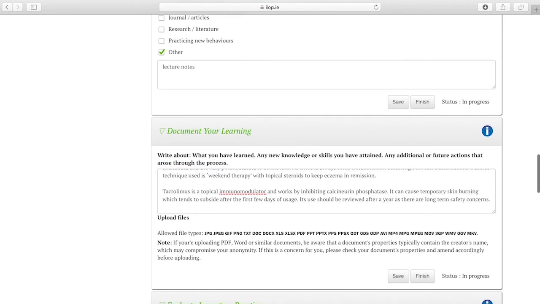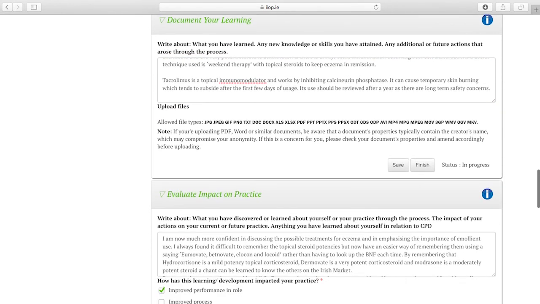So I suppose then just move on to evaluate the impact on practice. So I'm now much more confident in discussing the possible treatments for eczema and in emphasising the importance of emollient use. I always found it difficult to remember the topical steroid potencies. On reflection, I always had to look up the BNF.